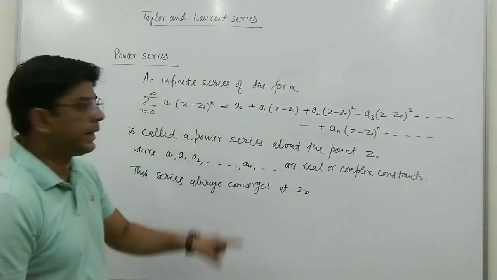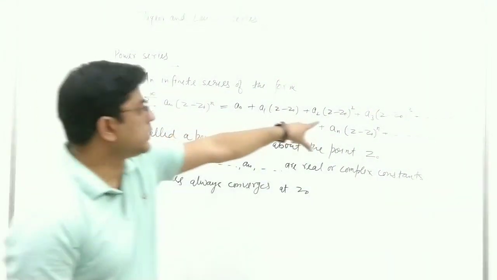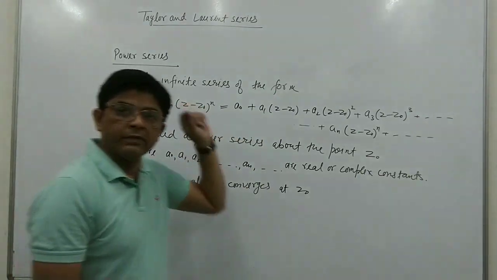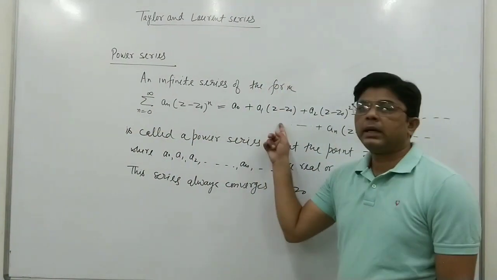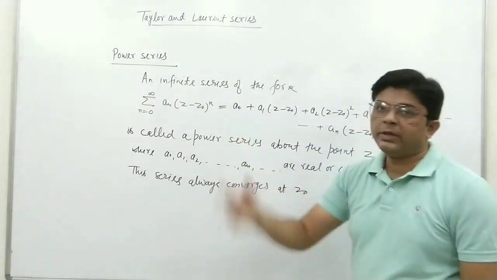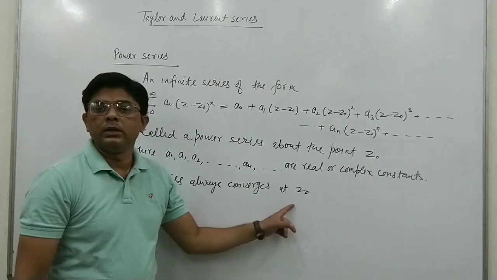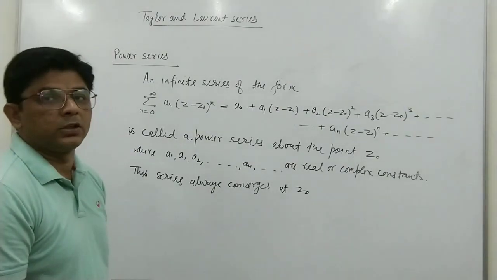Since if we put z equal to z0 here, this term will be 0, this term will be 0, and we will get only a0. So if we put z equal to z0, we get the sum as a0. It means we can say that this series is a convergent series at the point z0.